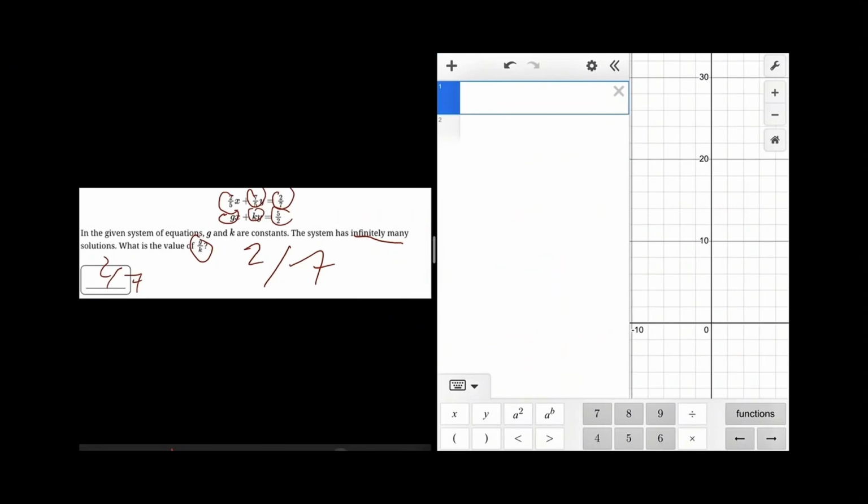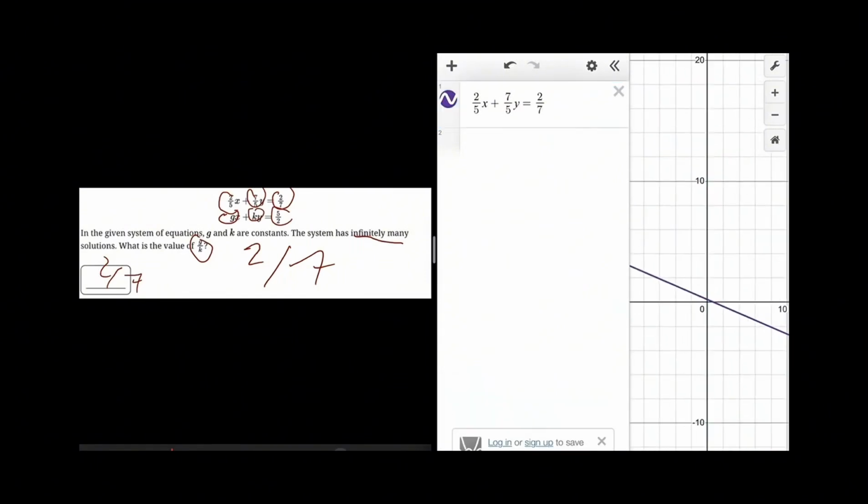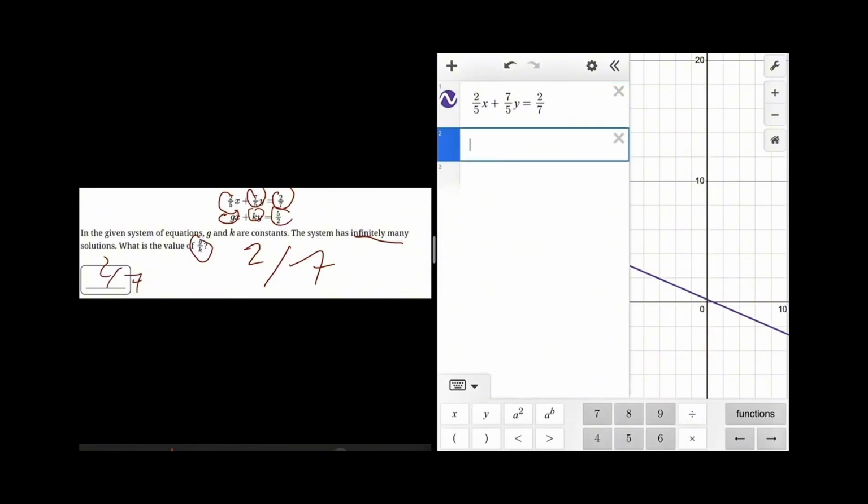Okay, so the second way of doing this, we're just going to put the first whole equation, which is 2 over 5 x plus 7 over 5 y equals to 2 over 7. So now as you can see in the graph, we have 2 of these coordinates. We're going to type 2 of those, the second line and the third line.